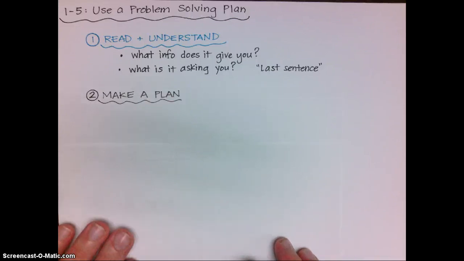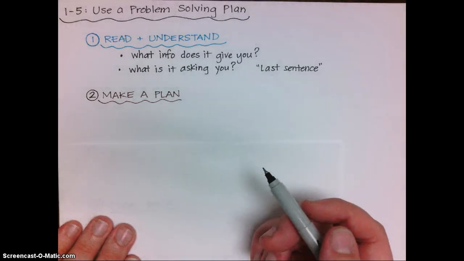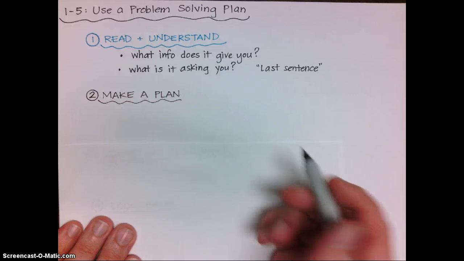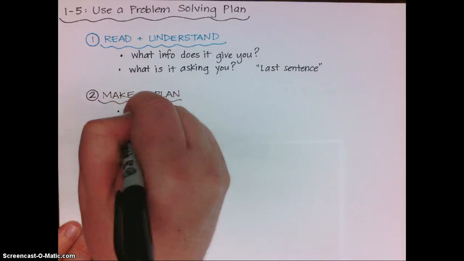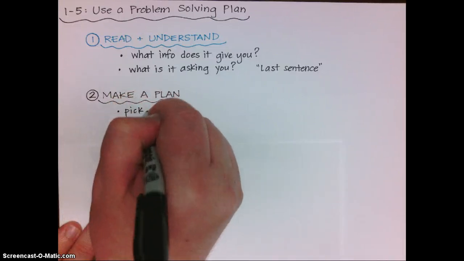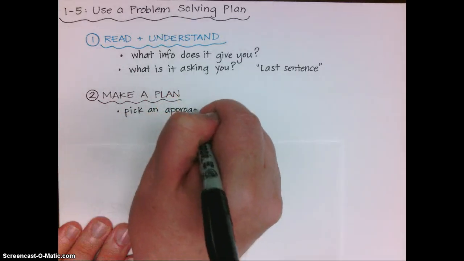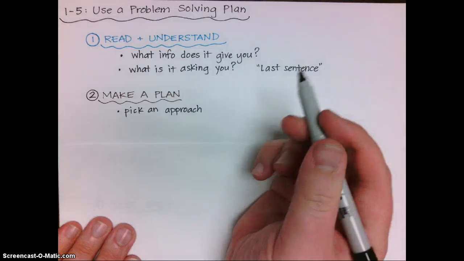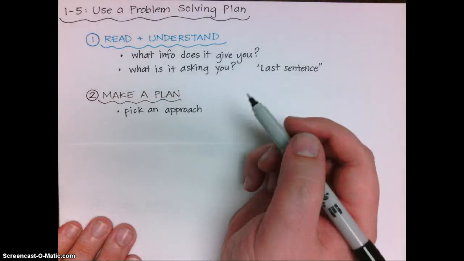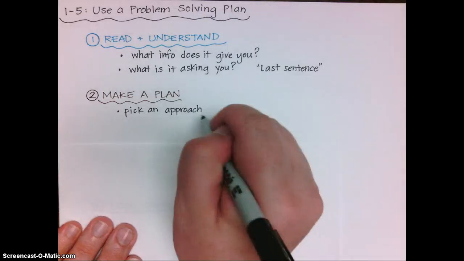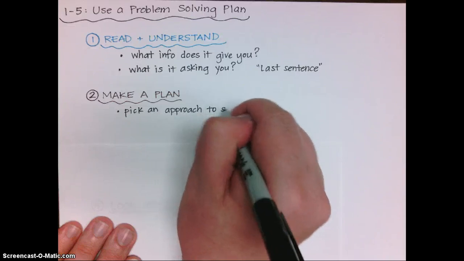Secondly is make a plan. Okay, so you've read through and now you got to decide, what are you going to do? So pick an approach. Maybe you're going to try to add different things together. Maybe you're going to try to divide. So you're going to pick an approach to help you solve the problem.